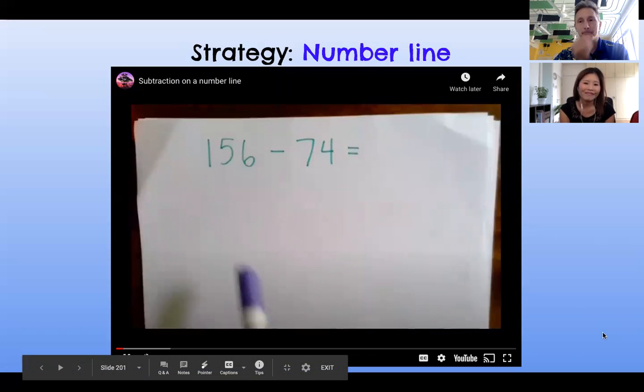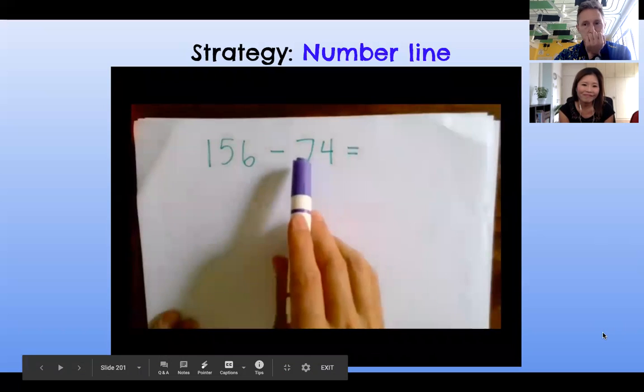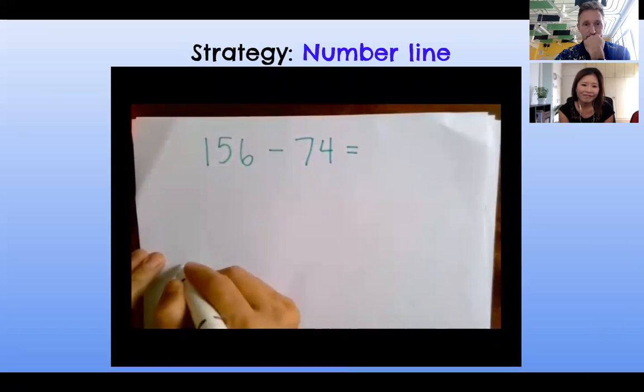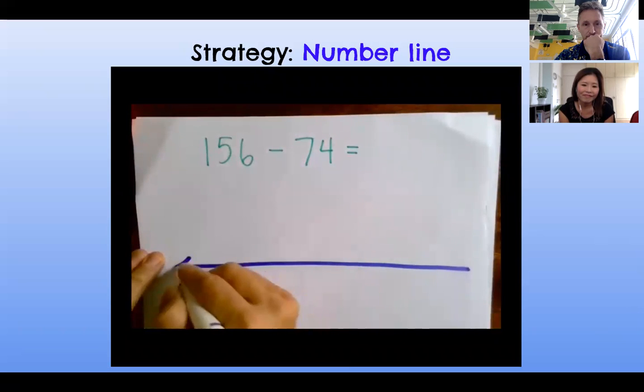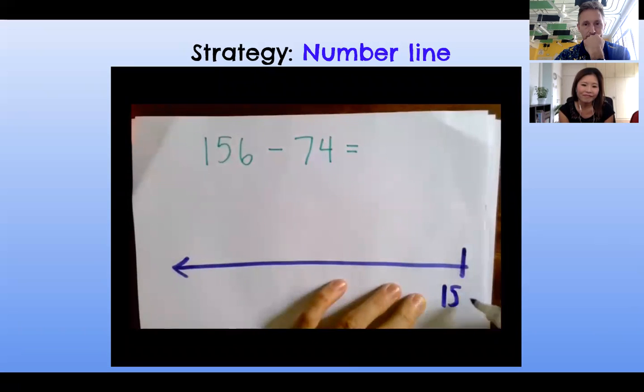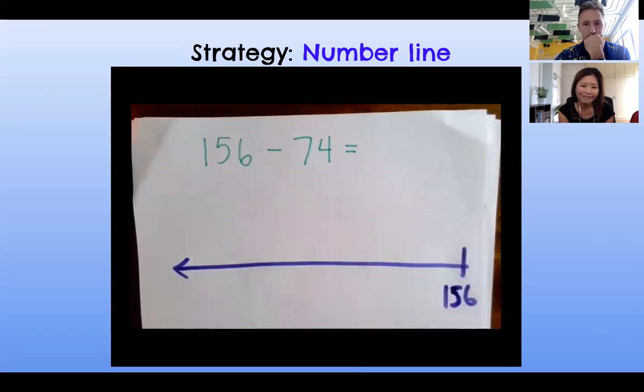Okay, here we're subtracting 156. We're going to take away 74. So we're subtracting 74 on our number line. Remember that we are counting backwards. We are going to count from 156. Okay. And so what do we notice so far right away from this problem?